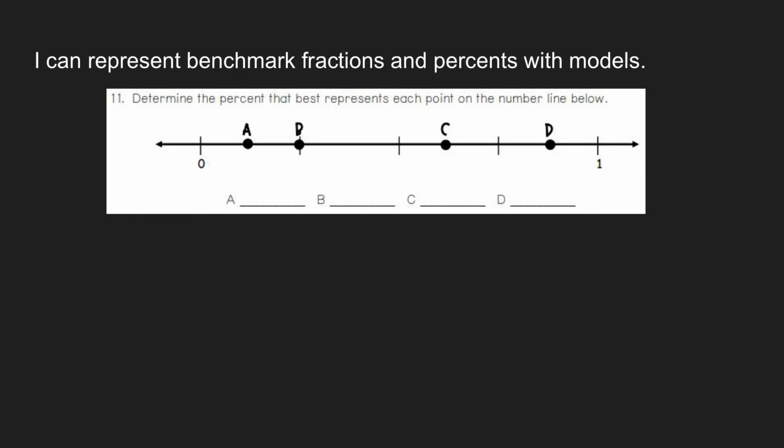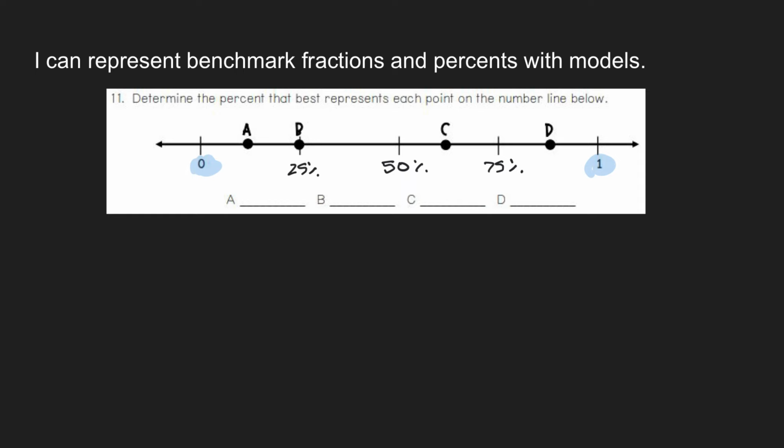Determine the percent that best represents each point on the number line. Okay, so if you always notice your starting and ending point, then I can kind of label what's in between. So for me, I see that, let's see, that would be 50%. I think this is 75%. This is 25%. That's in my opinion.